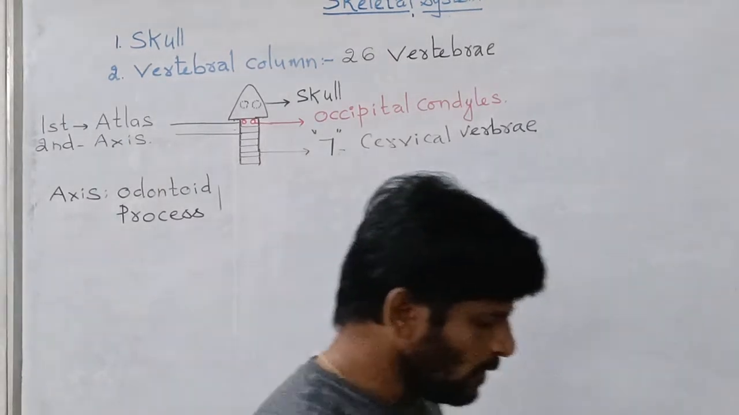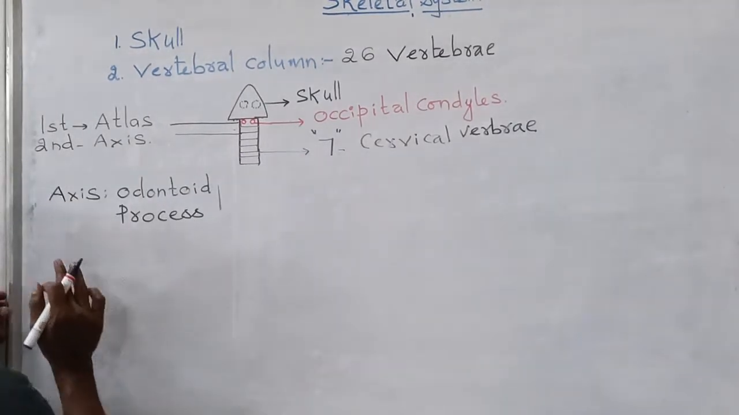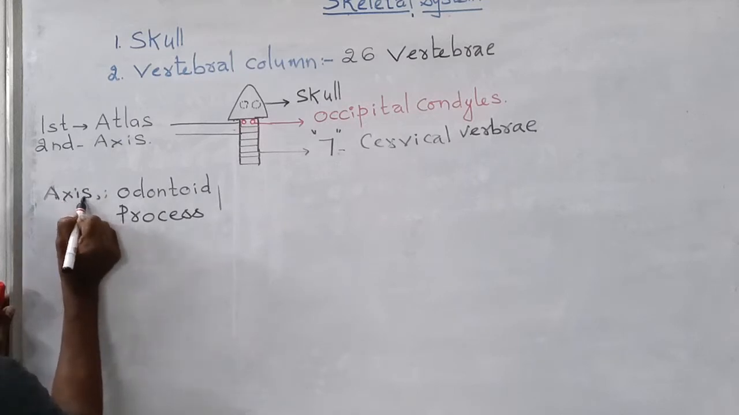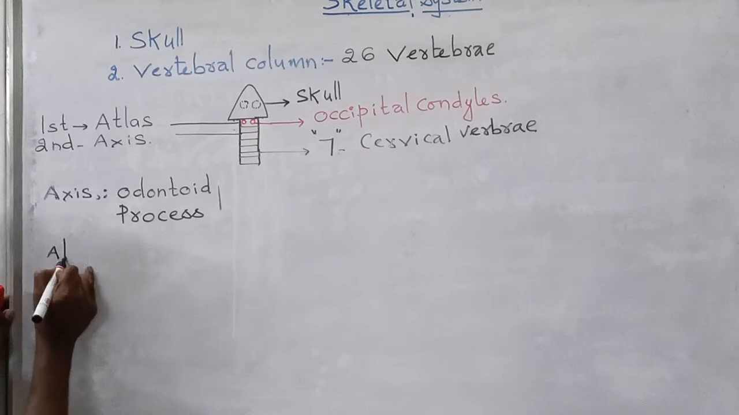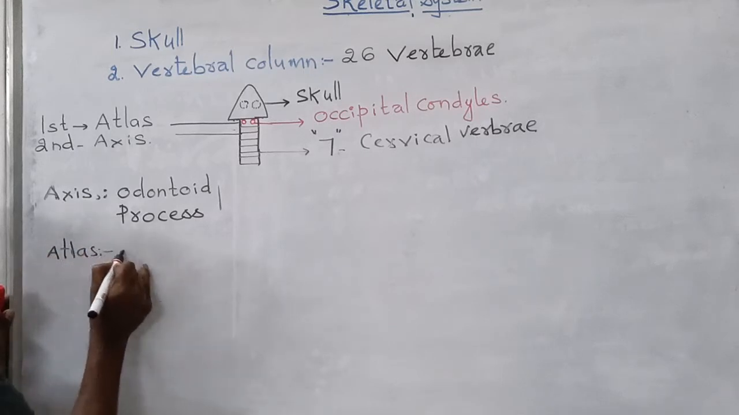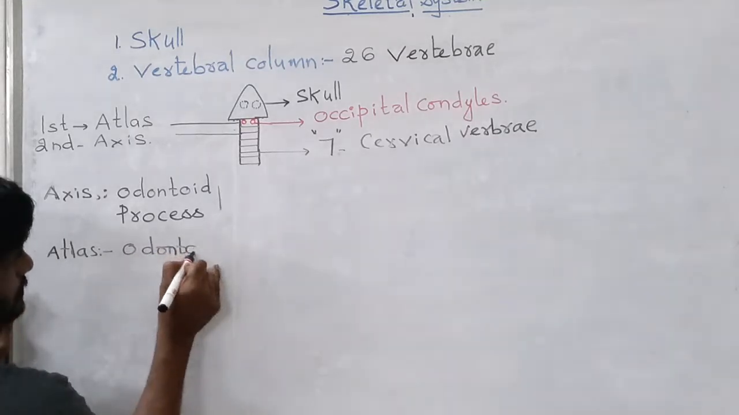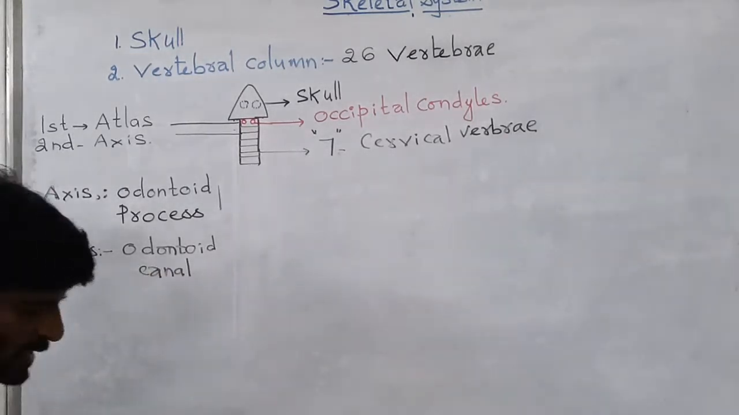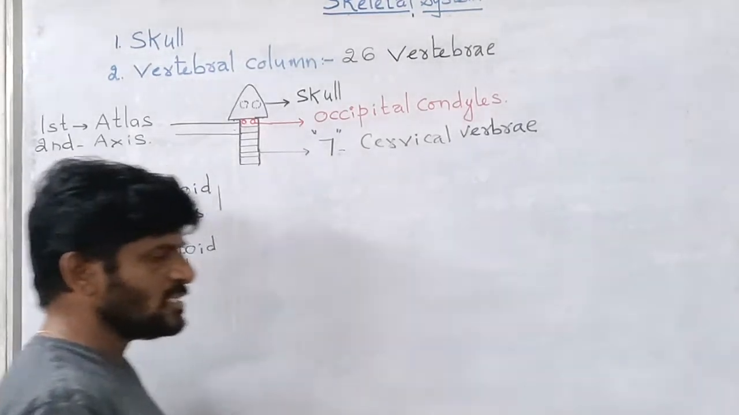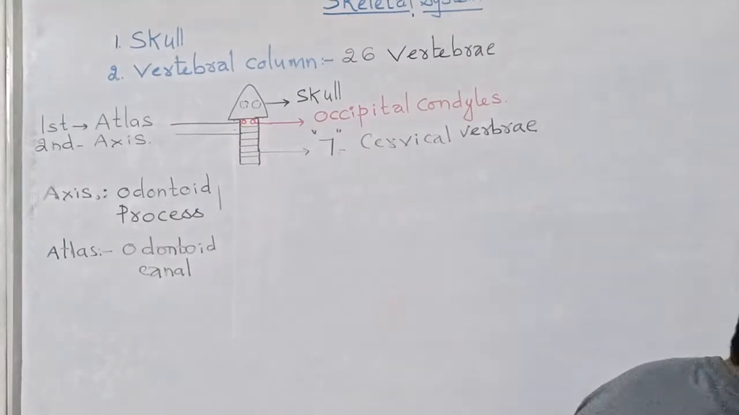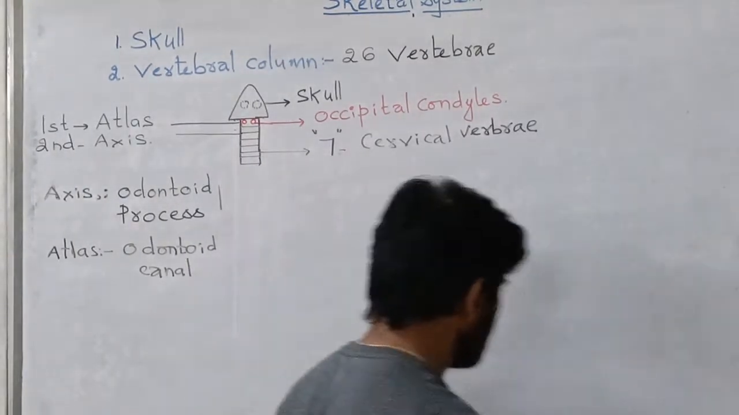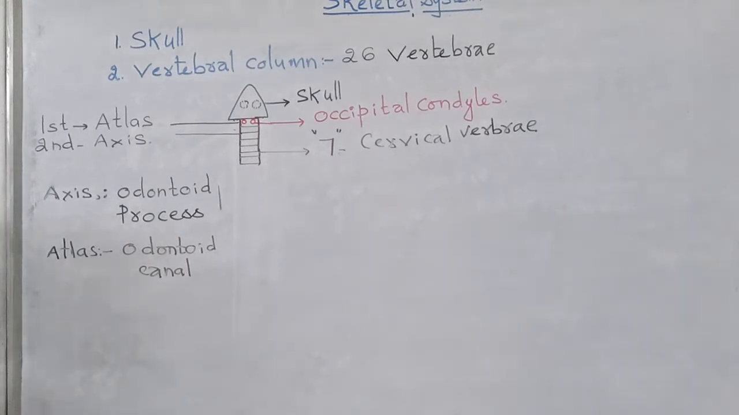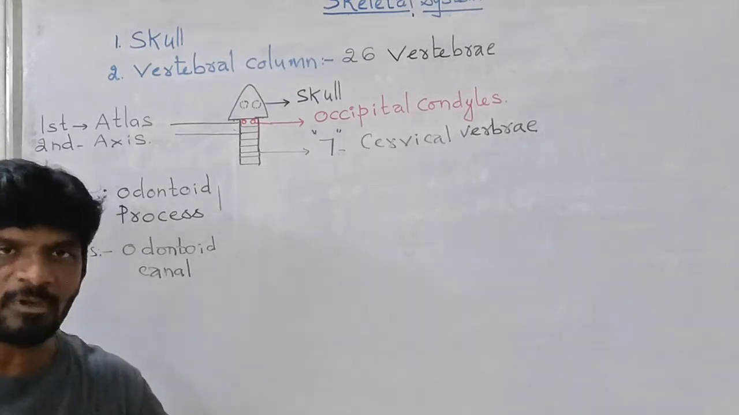So the axis contains the odontoid process, but the atlas has the odontoid canal. This is the name of the first vertebra and the second vertebra. Second vertebra is the axis, first vertebra is the atlas. Totally 7 cervical vertebrae are present in human beings. Generally in mammals, most of the mammals contain 7 cervical vertebrae.